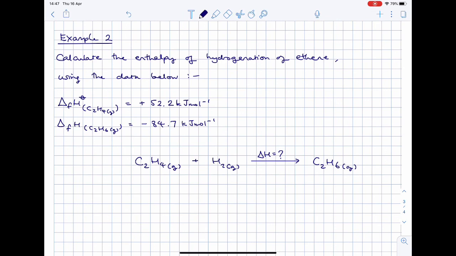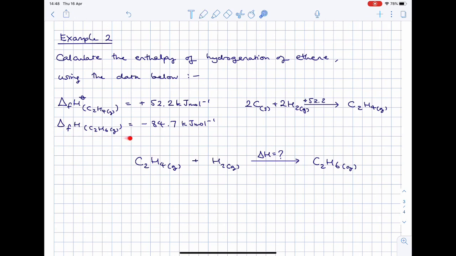So then I'm going to write the equations to represent enthalpy formation of ethene, enthalpy formation of ethane. So enthalpy formation of ethene will be written as follows. So we're forming 1 mole of ethene from its elements, which are carbon and hydrogen. We can put state symbols in. And we balance for 1 mole of ethene. So that's the equation that represents enthalpy formation of ethene. So we know the value for this enthalpy formation is 52.2.